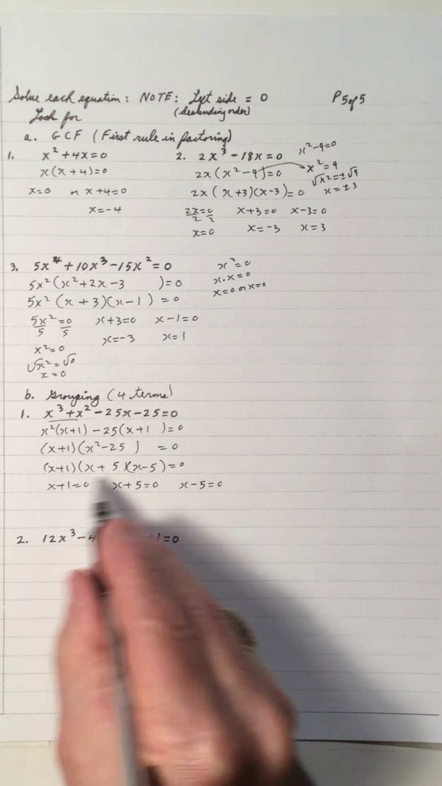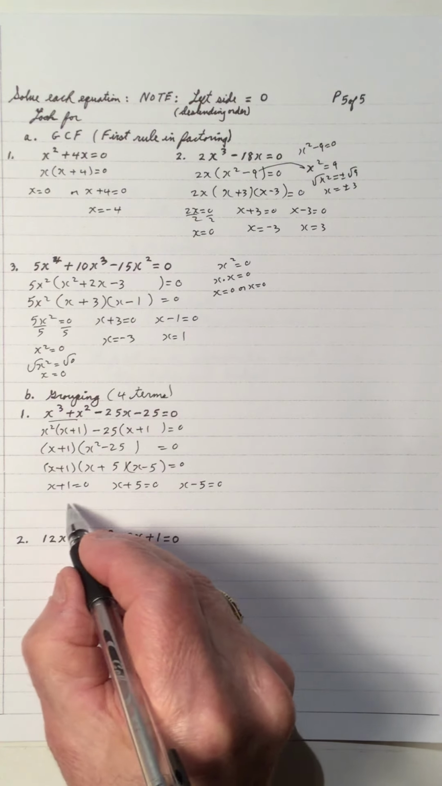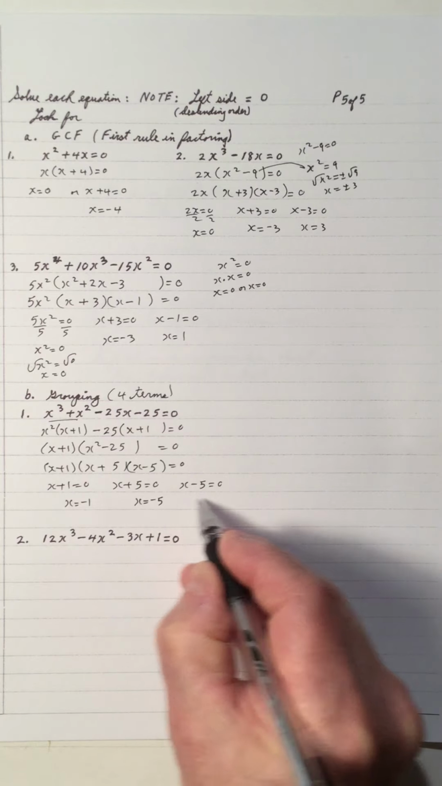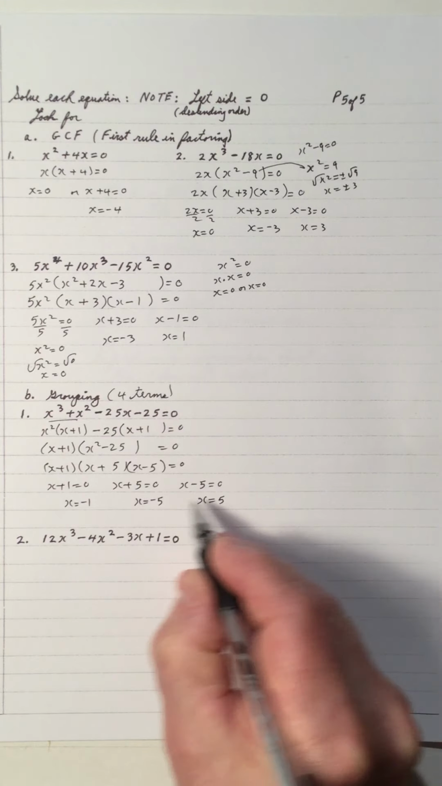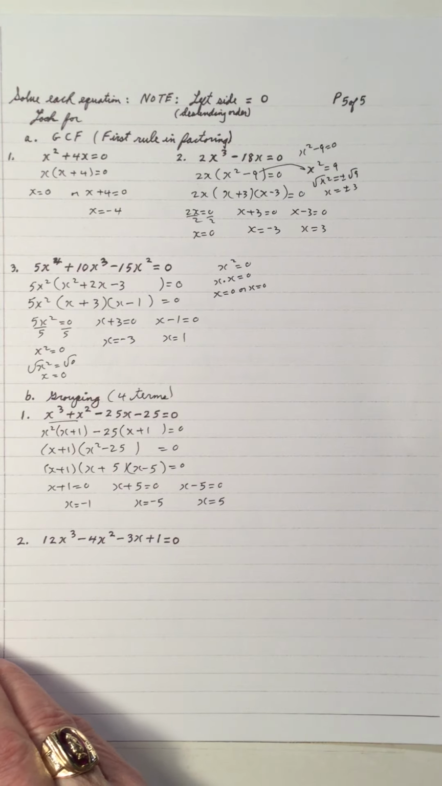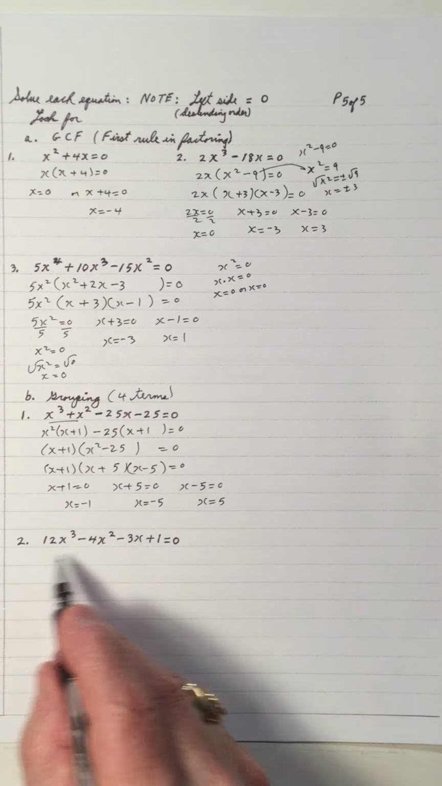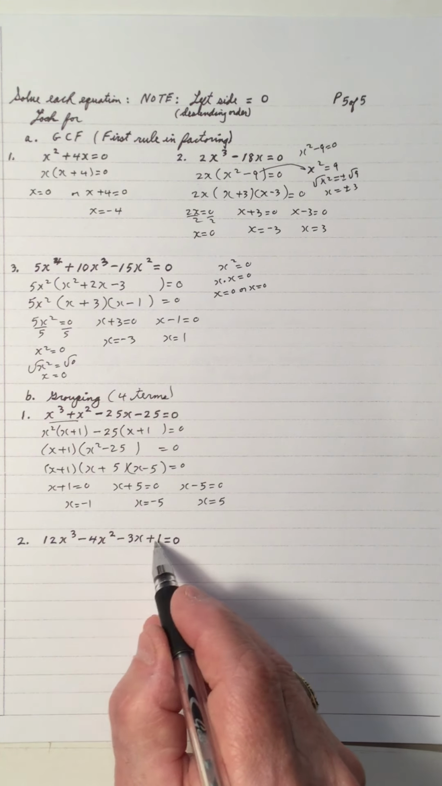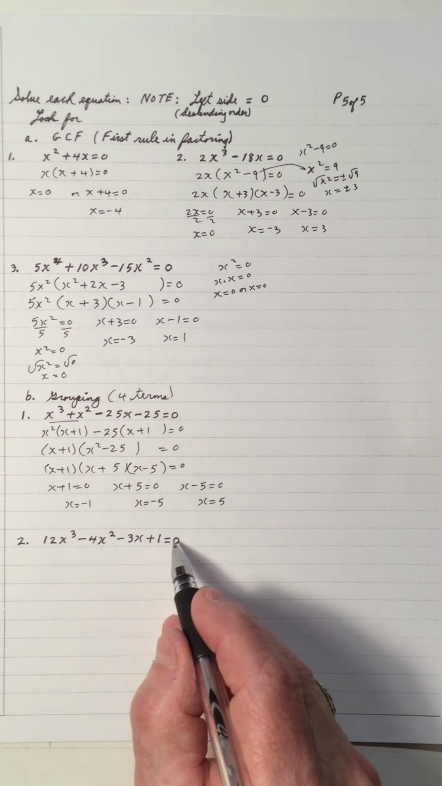So product of 0 products. So each one of these are equal to 0. So x is negative 1. x is negative 5. x is 5. So there's 3 roots. x cubed, 3 roots. And number 2, again, we got 4 terms. 3, 2, 1, 0. That's a constant on the end, descending order.